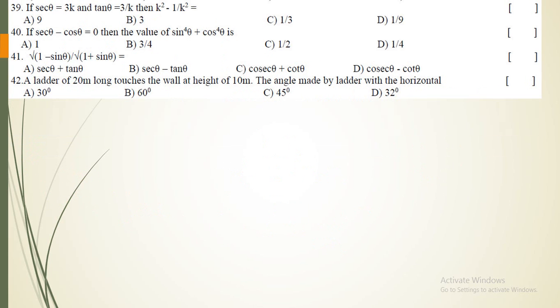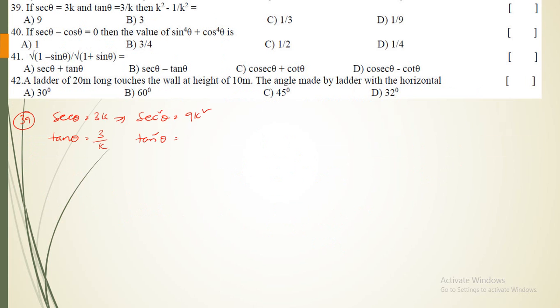Next, moving on to one more question. If secant theta is equal to 3k and tan theta is equal to 3/k, then find k square minus 1 by k square. So secant theta is equal to how much is given? 3k. Tan theta is equal to 3/k. So if I square it on both sides, this becomes secant square theta is equal to 9k square.